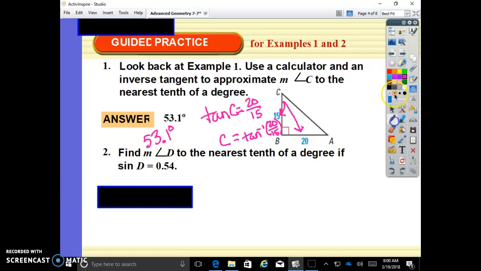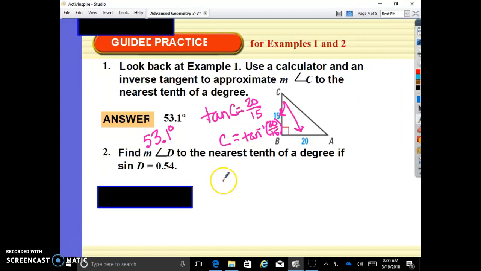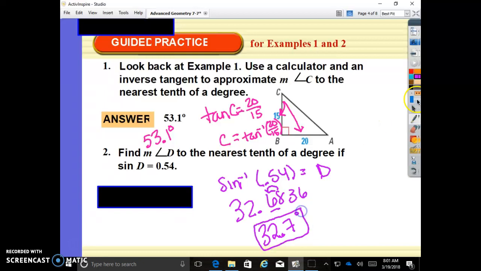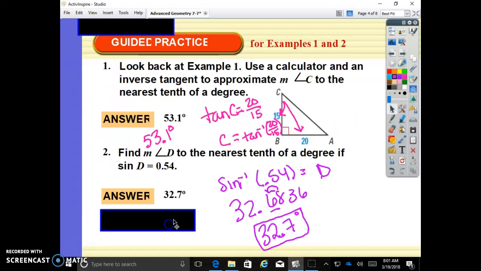So for the measure of angle D to the nearest tenth of a degree, we're going to use the inverse sine of 0.54 equals D degrees. 0.54 second sine, and I got 32.6836 and so on. The 8 does make the 6 bump up to a 7, 32.7 degrees. Approximately 32.7 degrees.